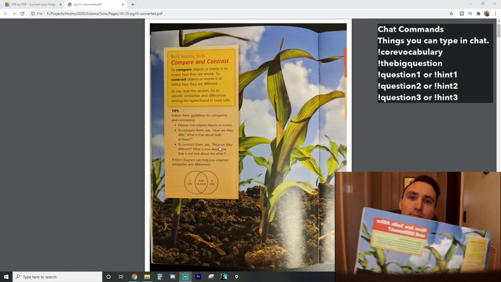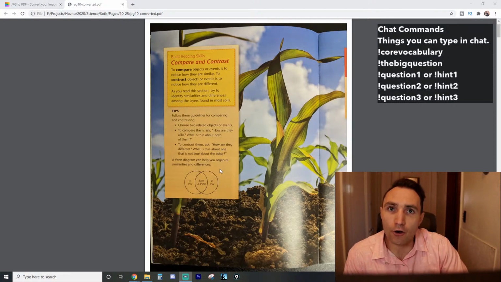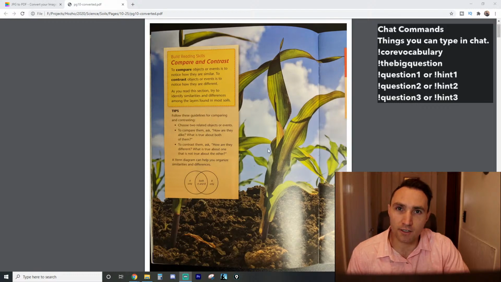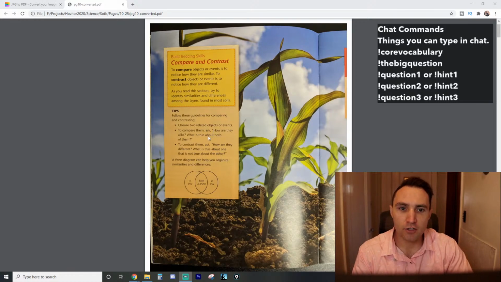Because if you look to the next page, if you have your hard copy, we are learning how soils are alike by comparing them, and then we're going to learn how soils are different by contrasting them. So as we read this section, try to identify similarities and differences among the layers found in most soils. Okay? So here's some tips about how to compare and contrast. Follow these guidelines for comparing and contrasting. Choose two related objects or events.